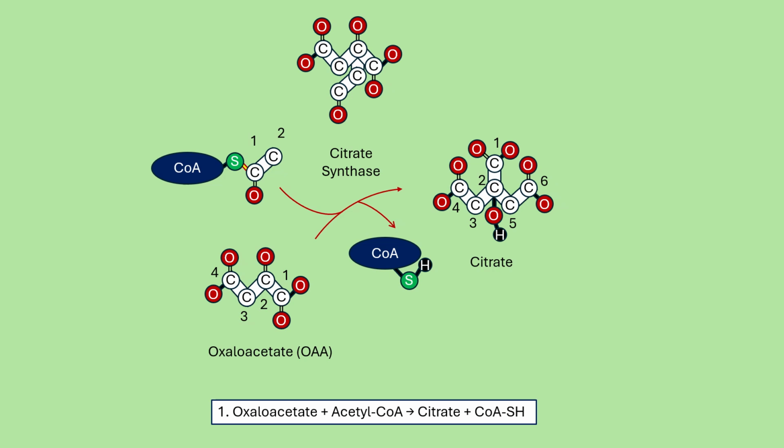This is one of 3 irreversible steps in the Krebs cycle. And each of these steps are often a point of regulation. In this case, citrate synthase regulates how much acetyl-CoA enters the cycle.